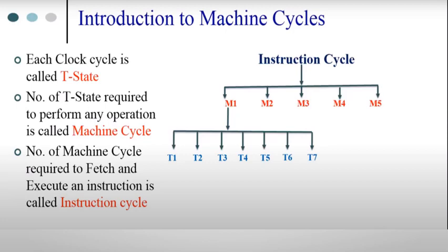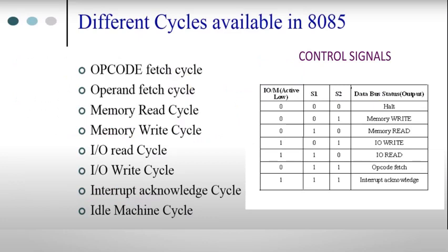In simple terms, we can say that each clock cycle is called a T state, the number of T states required to perform any operation is called a machine cycle, and the number of machine cycles required to fetch and execute an instruction is called an instruction cycle. To execute a program, the 8085 microprocessor performs various operations such as opcode fetch, operand fetch, memory read, memory write, IO write, interrupt acknowledge, and idle machine cycle.